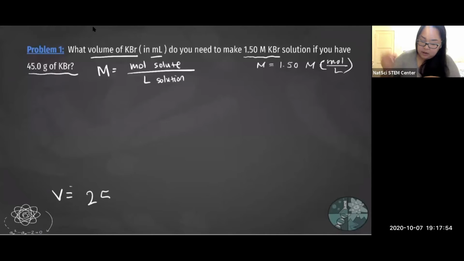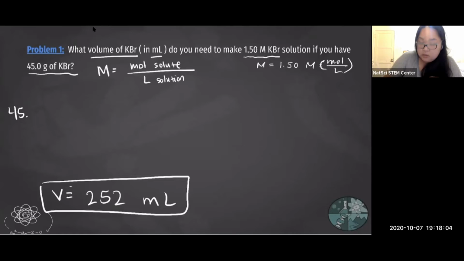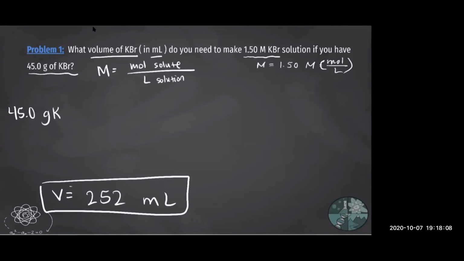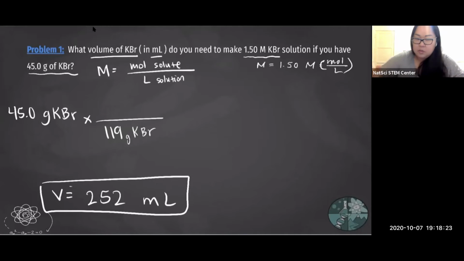I can write the process out. So how about you guys walk me through it? You started with 45.0 grams of KBr, right? Yes. You guys can talk too, don't worry about it. So then you use the molar mass of KBr to get 1 mole. When you're looking at this, they gave you the molarity.